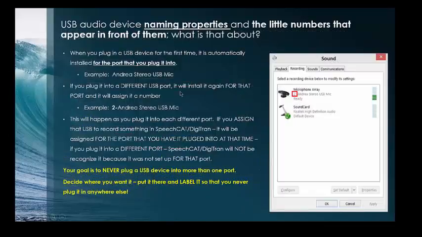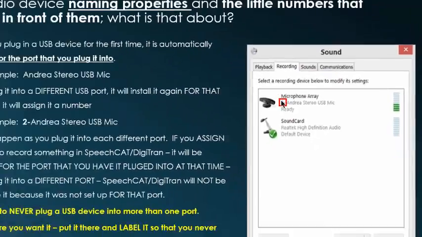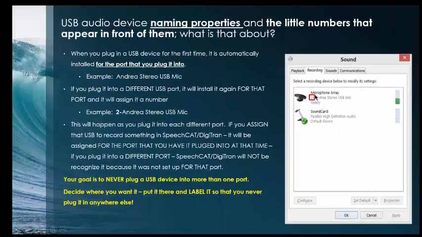Okay, USB audio naming properties. This is something that I don't think most people truly understand. A USB device is going to install onto your computer the first time you plug it in, and it's going to install specifically to that port. Normally when it first installs, if you see this little 2, that does not show up until you plug that exact same device into a separate USB port.